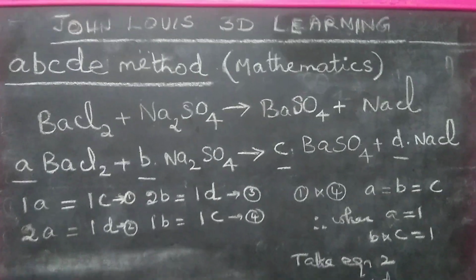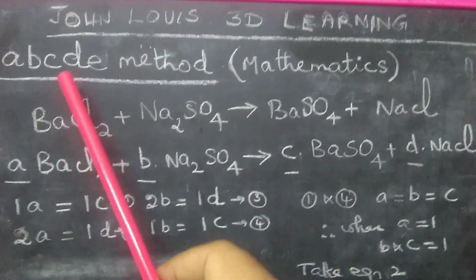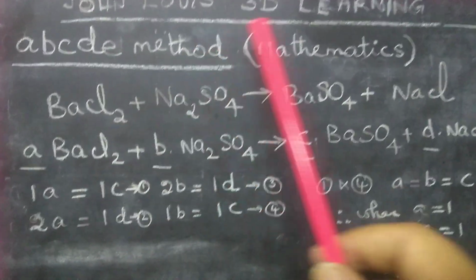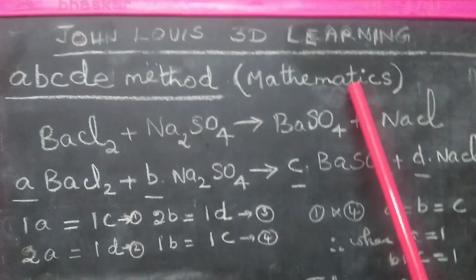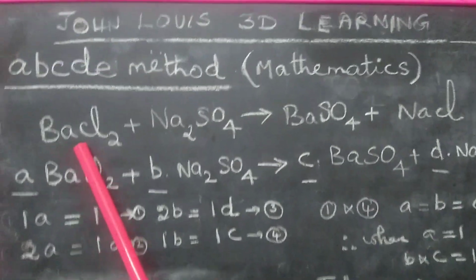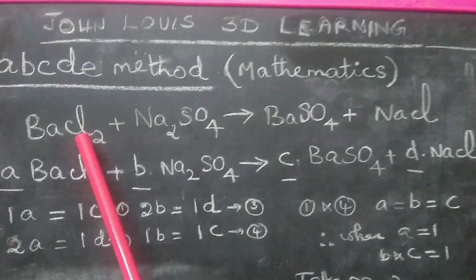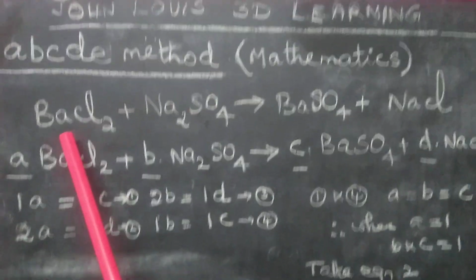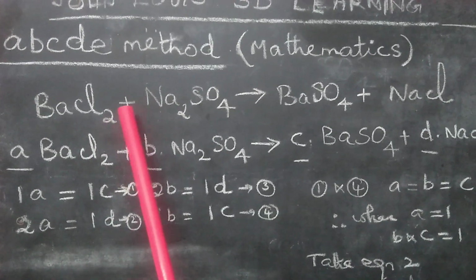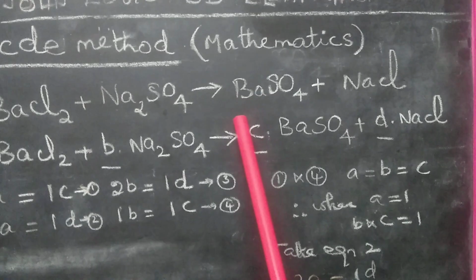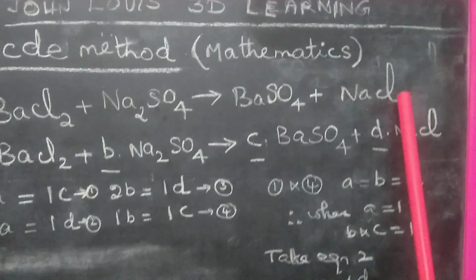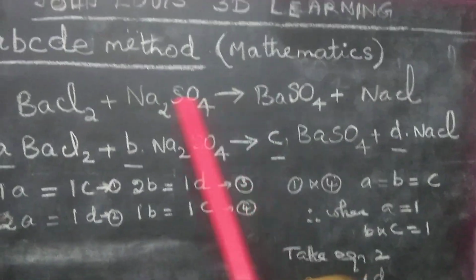Okay, so here let us take this equation. So what is it called? ABCDE method. So purely mathematical way of solving it. And you take this equation. I have given you the equation in chemical formula here. BaCl2, barium chloride plus sodium sulfate gives barium sulfate plus sodium chloride. See how to balance this equation.